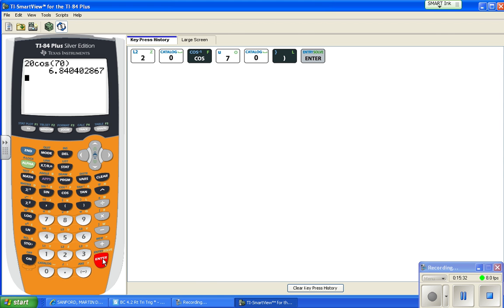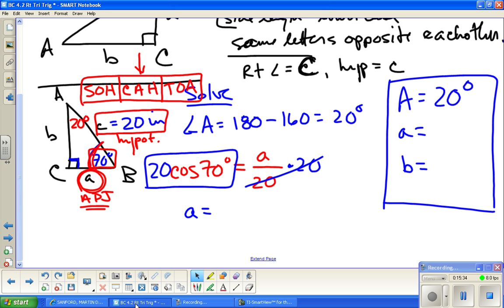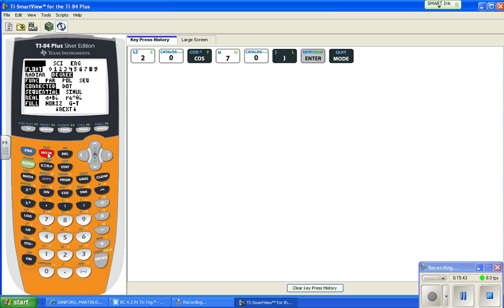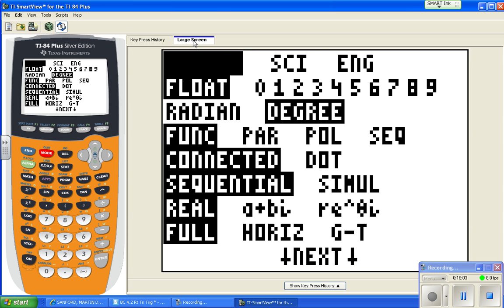6.84. Now, I'm going to pop back over and see, 6.84 actually sounds kind of reasonable for this. It's definitely smaller than 20, so it might have worked. And I'm going to look at the mode, and I'm in degree mode. So that works, awesome. So I really need you to think, for one, you need to constantly remember about mode, especially in here right now, because we're going to be working in radians, we're going to be working in degrees, we're going to be popping back and forth. So please, please, please pay attention to what mode you're in.